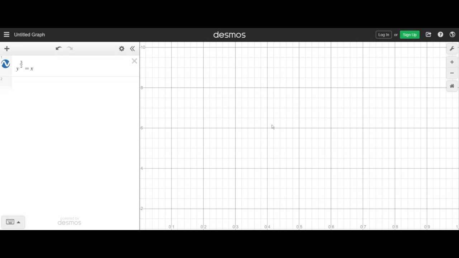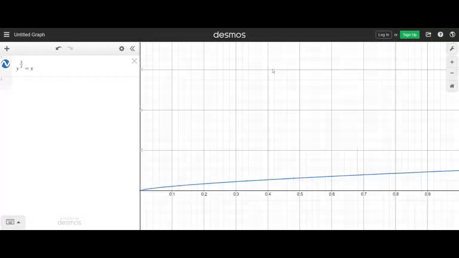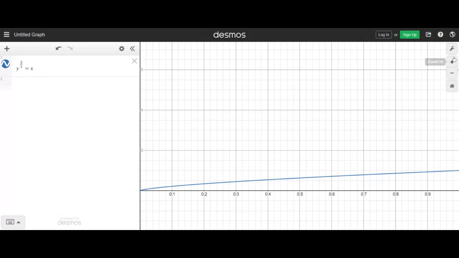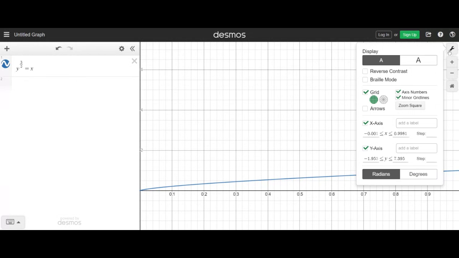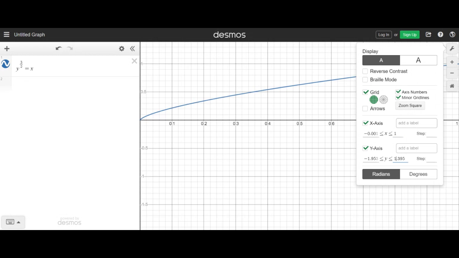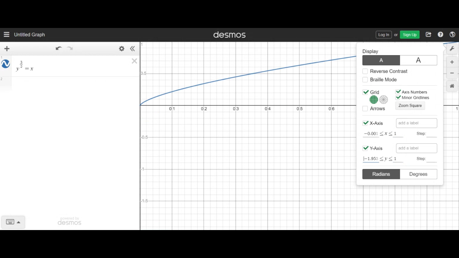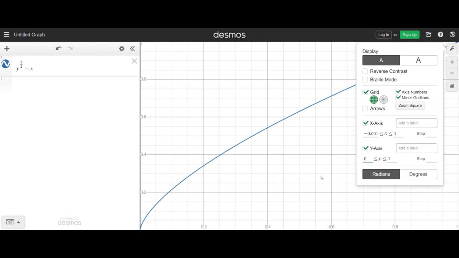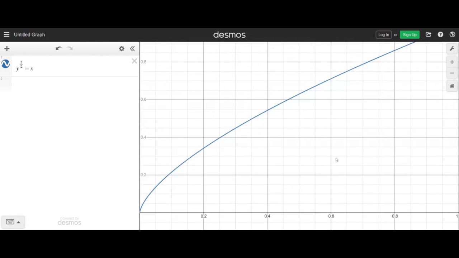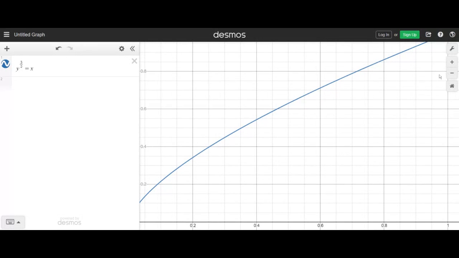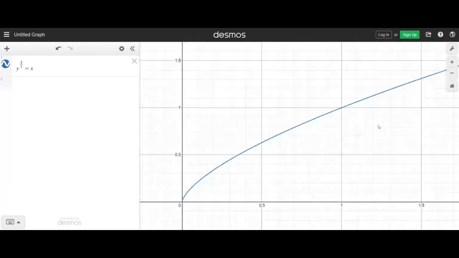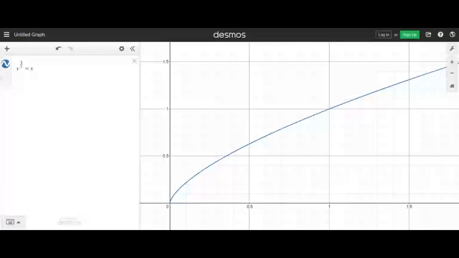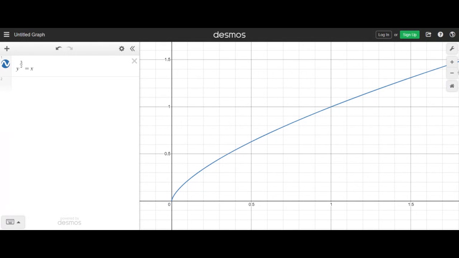And hold on, where'd my graph go? Hold on. Let me check something here. One moment, class. No, it's not doing what I want it to do. There we go. Zoom out a little bit.